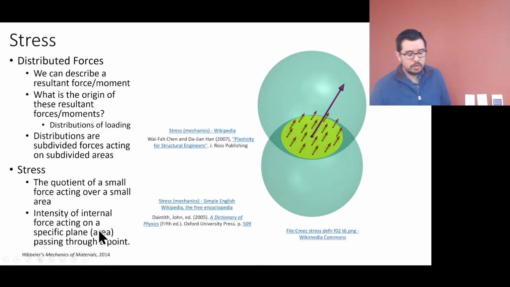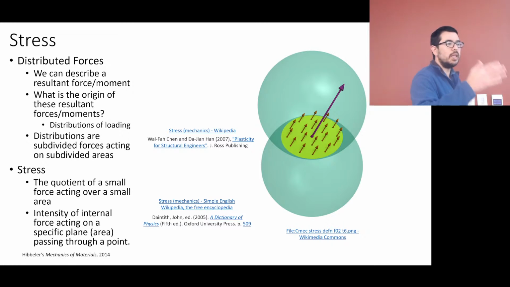So Hibbler more or less is saying that stress is the quotient of a small force acting over a small area. And the intensity of internal force acting on a specific plane or area passing through a point. So it's at a location. Okay, so there's our location in this case.